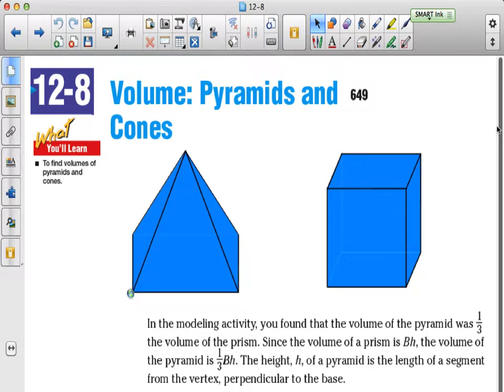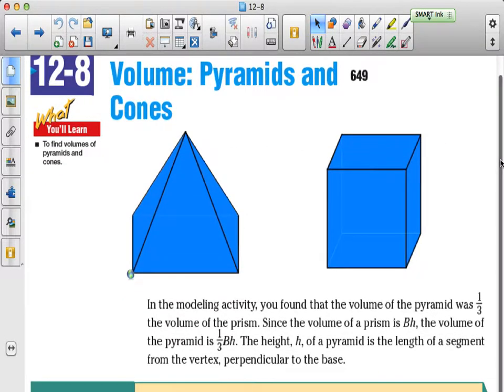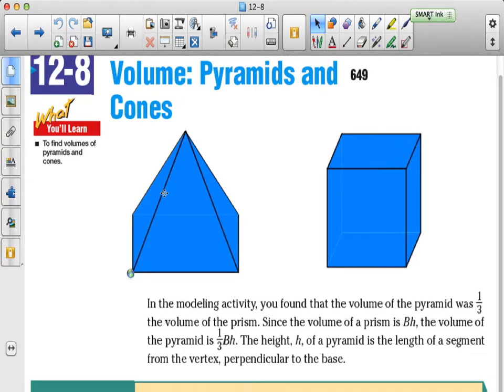Volume of pyramids and cones. The objective of this lesson is to find the volumes of pyramids and cones, 12-8. To be able to find the volume of a pyramid, you need to see how the pyramid is related to a rectangular prism. The volume of a pyramid is only 1/3 of that of a rectangular prism. So in this case, this square pyramid will have 1/3 the volume of this cube. It's only 1/3.